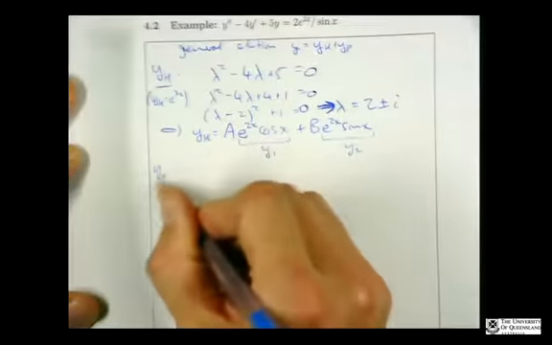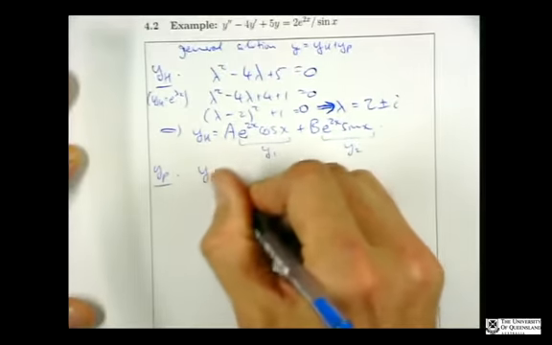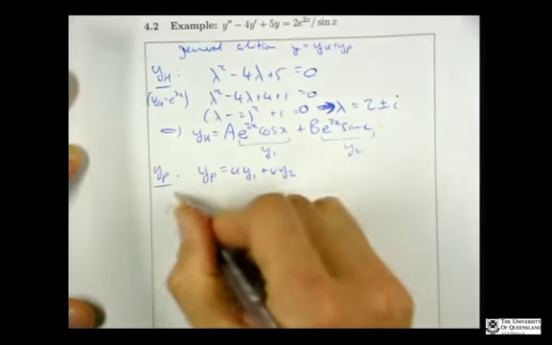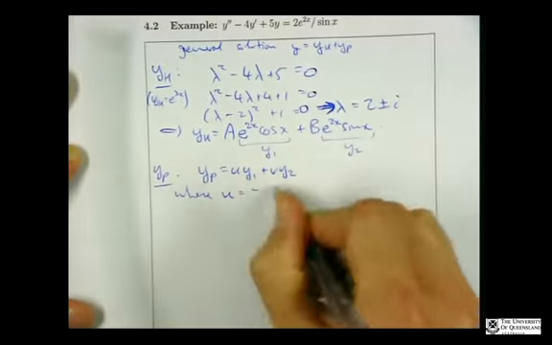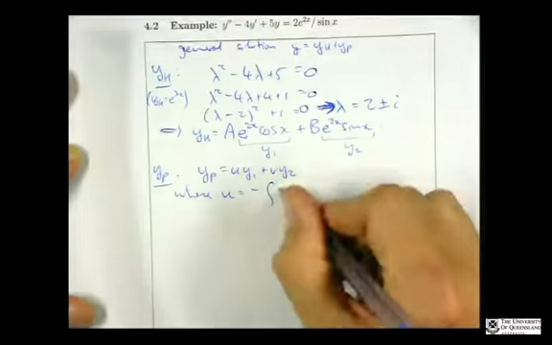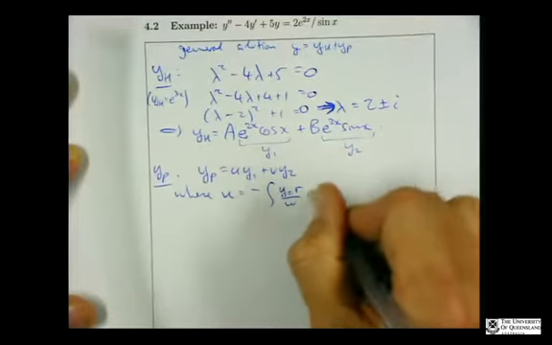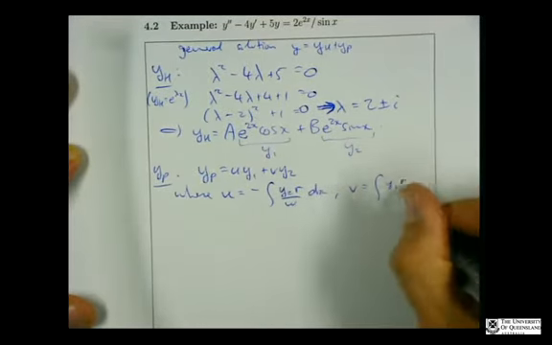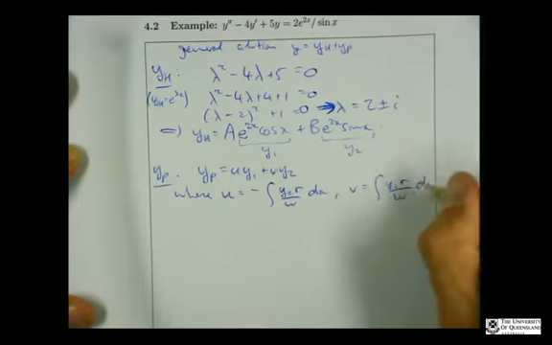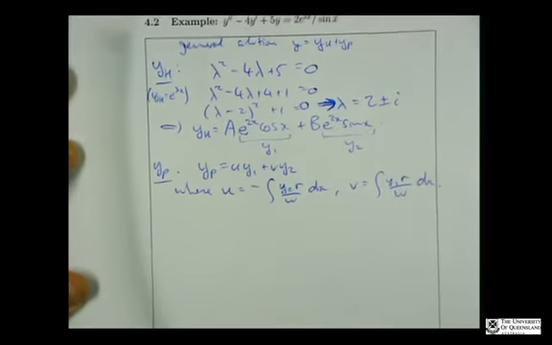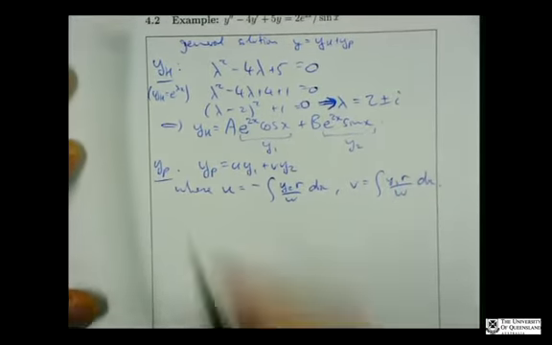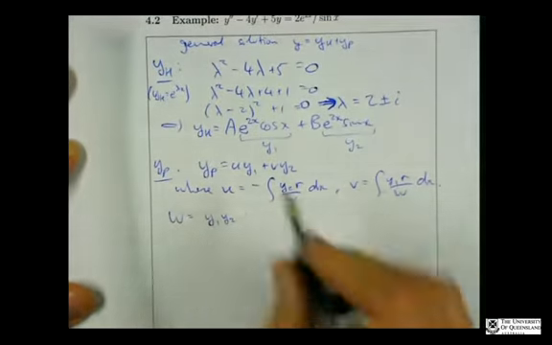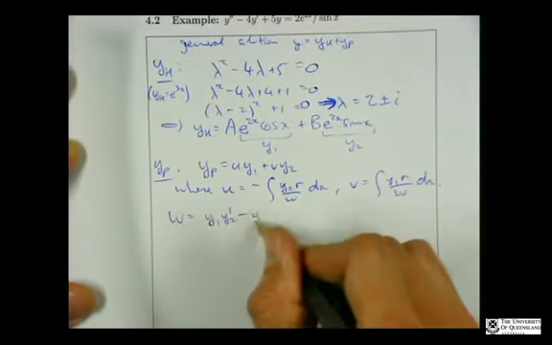So for yp, we'll use variation of parameters, where u is negative 1 times the integral of y2 r on w, and v is the integral of y1 r on w, both with respect to x. Oh, and w is the determinant of that 2 by 2 matrix, the Wronskian.